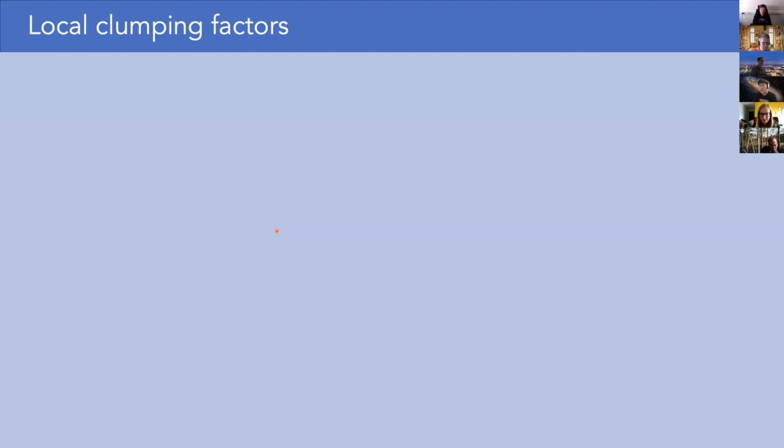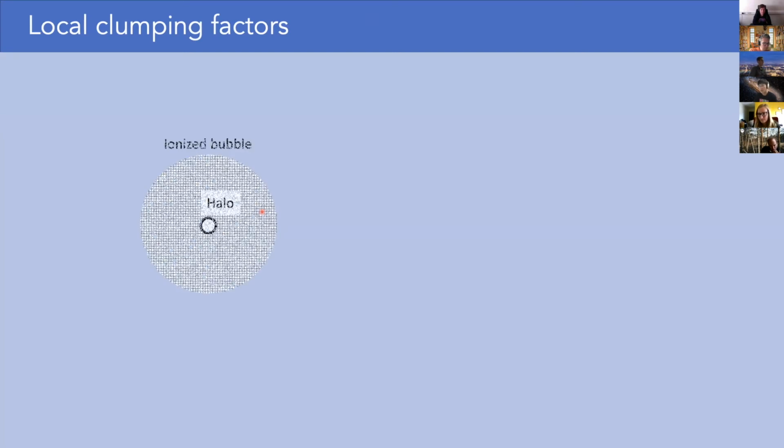So far, I'm talking about the clumping factor measured from the whole IGM. But now we are moving to the clumping factors measured locally around halos. This can be useful to model local ionization history in semi-numeric tools such as 21cmFAST.